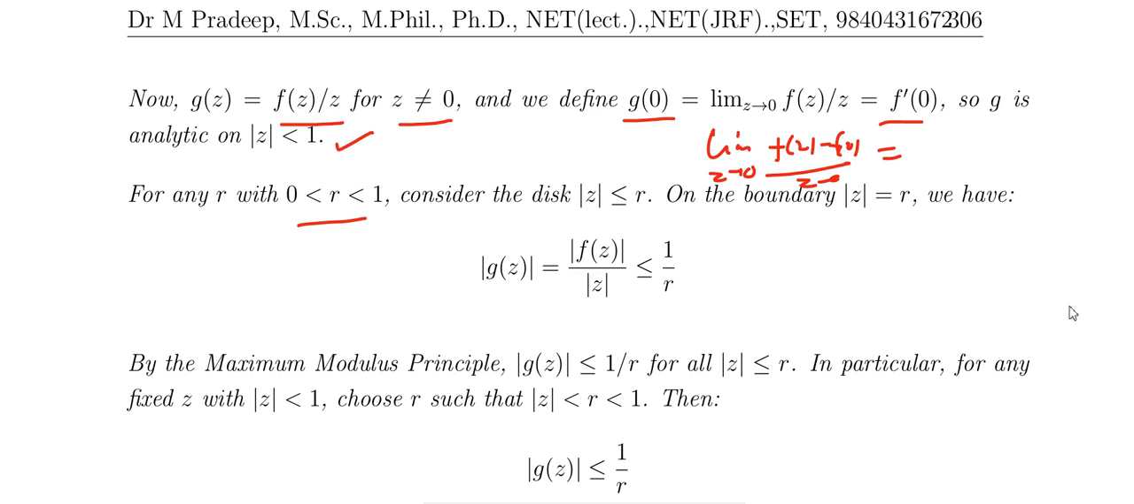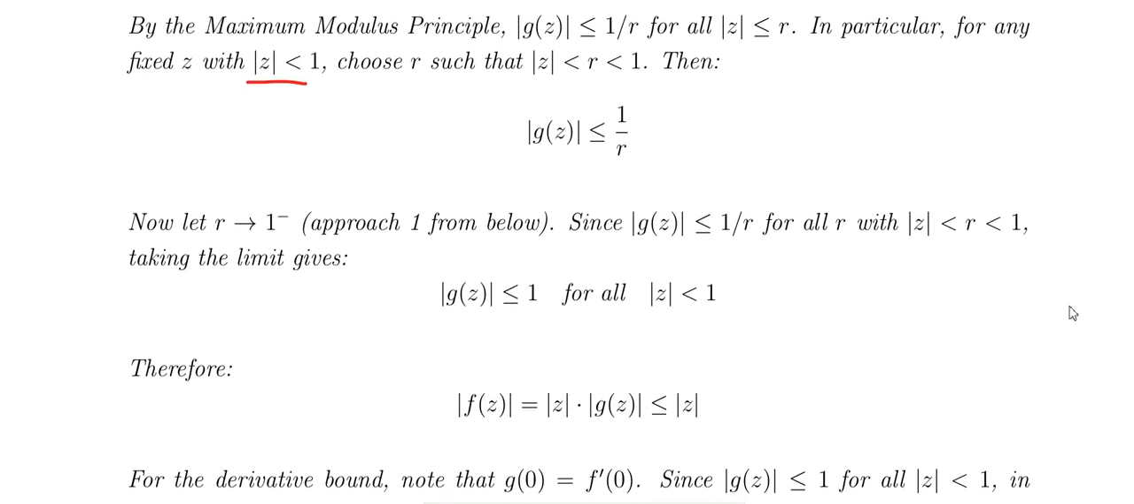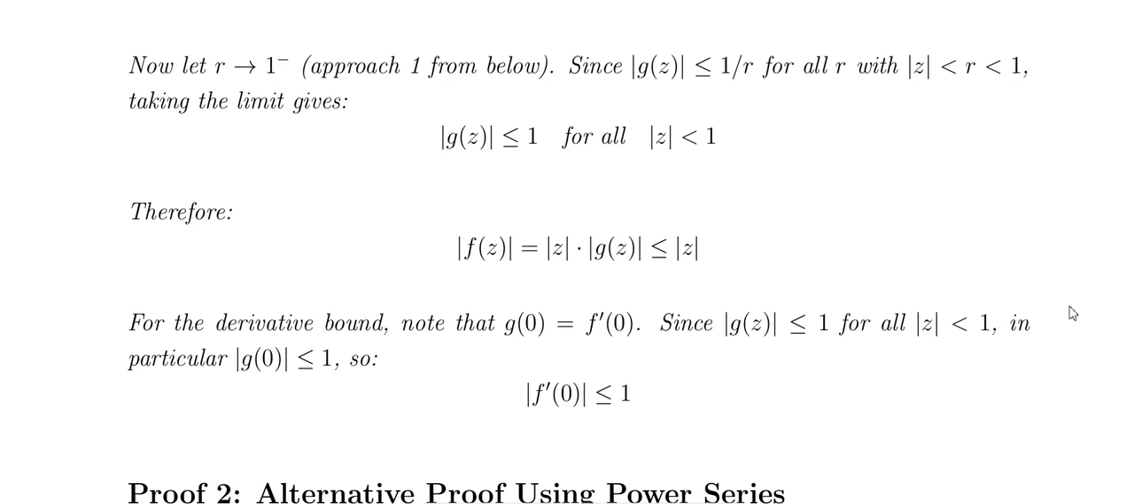So then for any fixed z with mod z less than 1, choose r. r என்றது mod z less than r less than 1 choose பண்ணி, mod of g of z less than or equal to 1 by r. As r approaches 1 now, we get mod of g of z less than or equal to 1. The mod of f of z is mod z into mod of g of z, that is called mod of g of z less than or equal to 1 ன்னு தெரியும். So mod of f of z less than or equal to mod z ன்னு வந்துரும்.